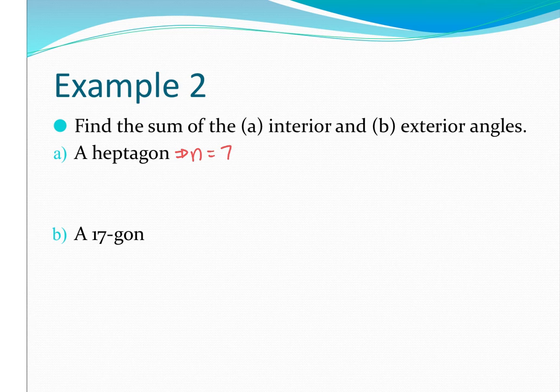5 times 180. Why is it 5? Because you have to subtract 2. Very good. It's going to be n minus 2 times 180. This is interior. In other words, it's n minus 2, which is 7 minus 2, times 180, which is 5 times 180, which we said was what? 900? Yeah.